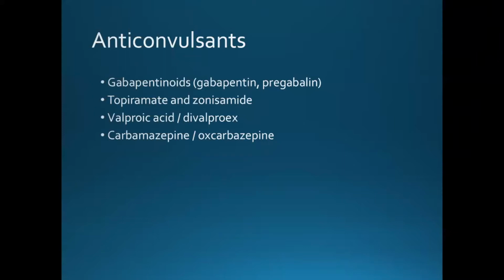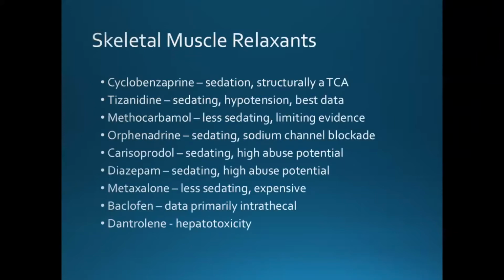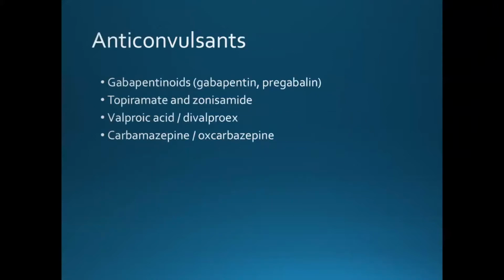Now you guys know six anticonvulsants: carbamazepine, oxcarbazepine, pregabalin, gabapentin, topiramate, zonisamide. Got them stone cold, right? All right. Let me throw one or two more pearls down on the anticonvulsant side of things.